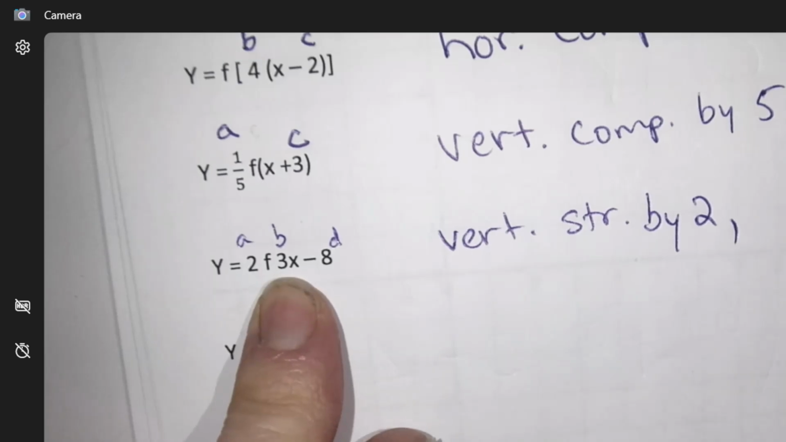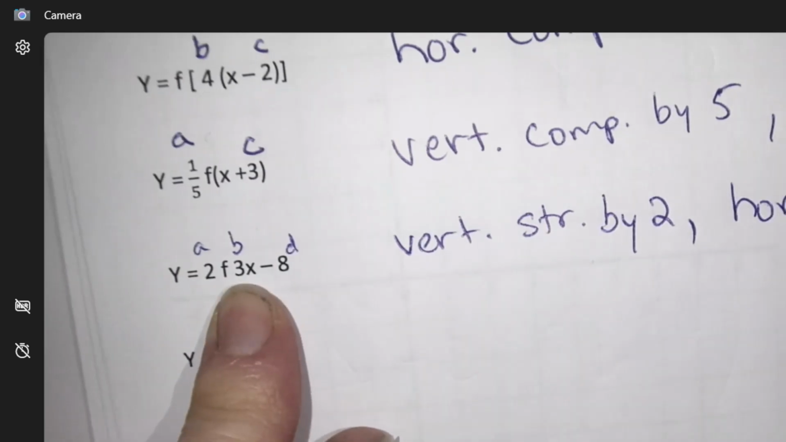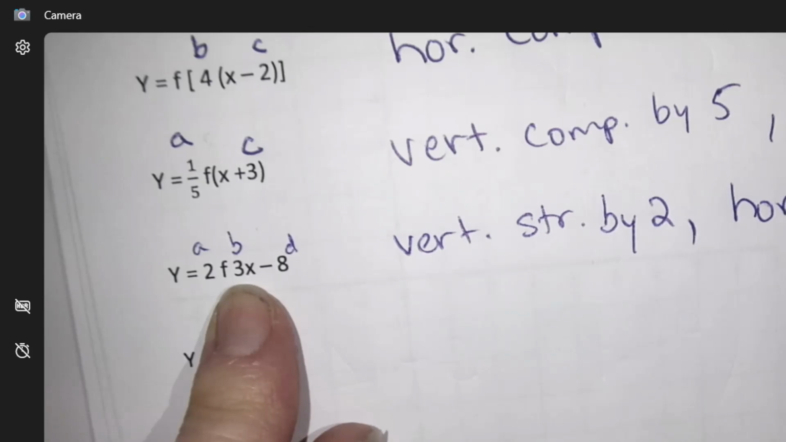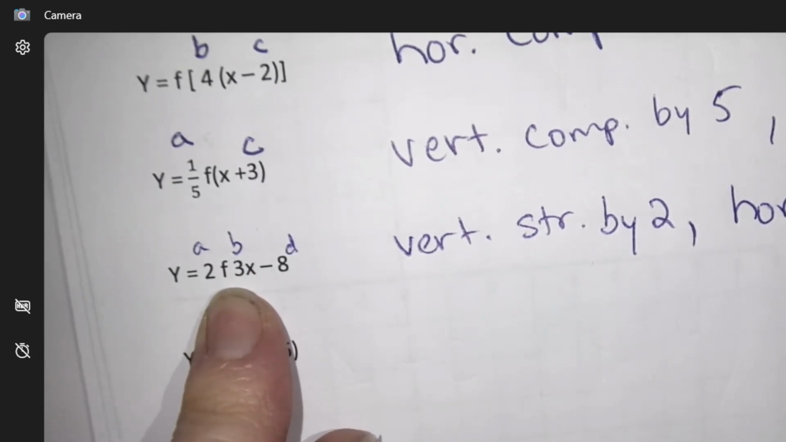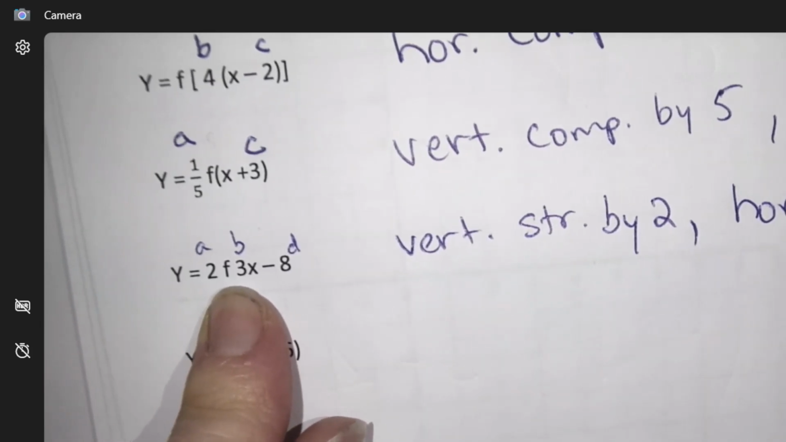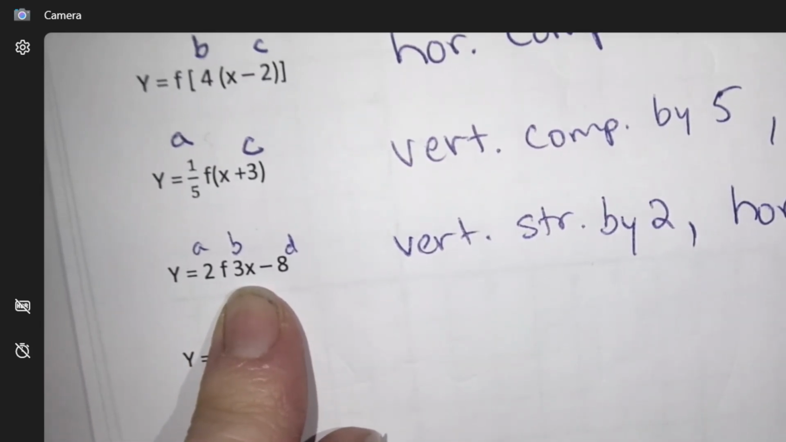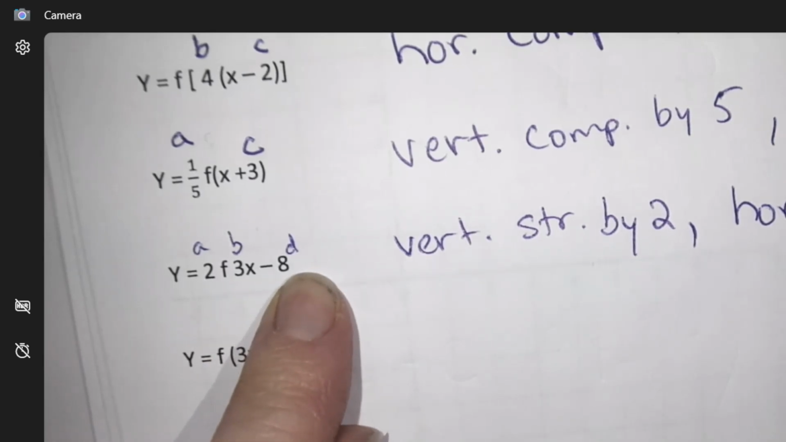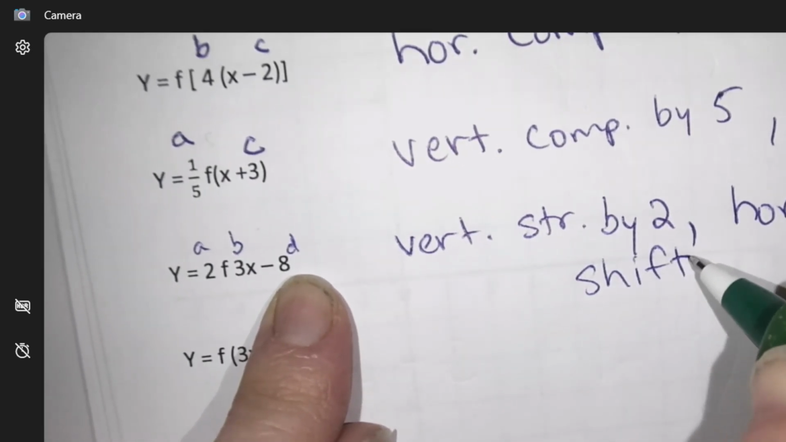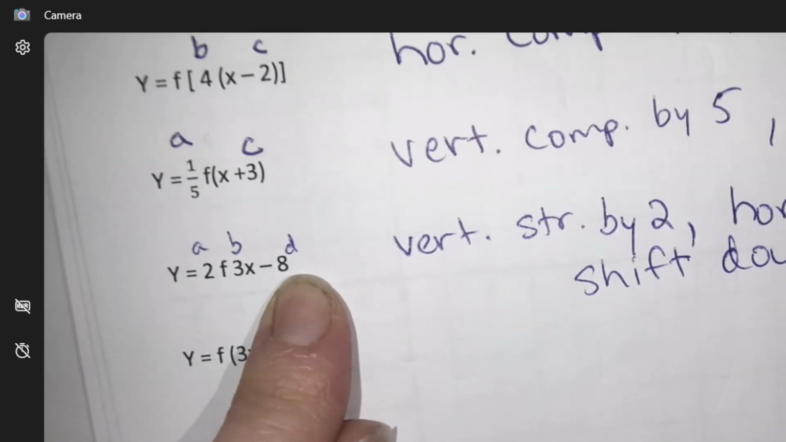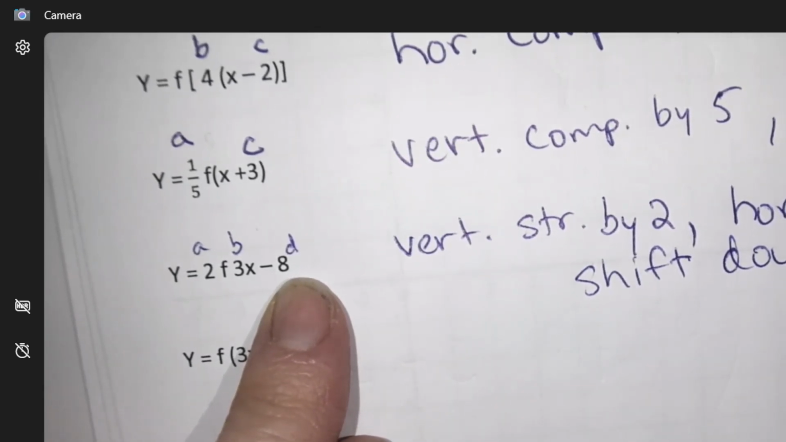The 3 is a B. So I'm already going to write the word horizontal. What happens physically, if you remember, it's not a timeser, it actually divides by 3. So it's a horizontal compression. And then D is a vertical. So we're going to be moving vertically. How so? Down. Down 8.